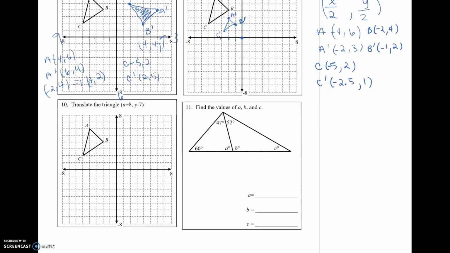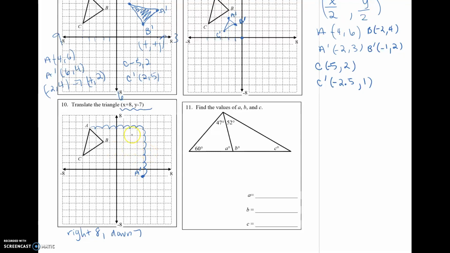Okay, number 10, we are translating using this translation rule. So I can either interpret this as that I'm going to the right 8 units and then down 7. Remember, you travel left, right along the x-axis, up, down along the y. Or I could literally plug those points in there to do the translation. I think this way is probably easier. So I'm going 1, 2, 3, 4, 5, 6, 7, 8, and then down 1, 2, 3, 4, 5, 6, 7. All right, so that's my A prime.